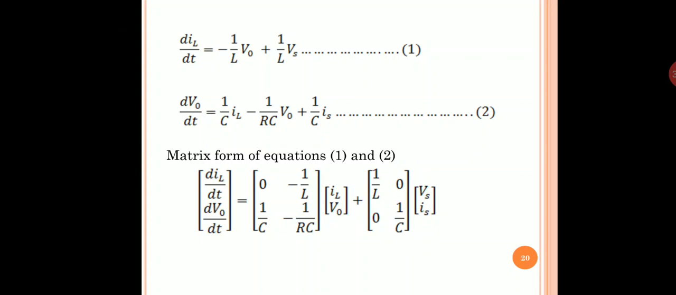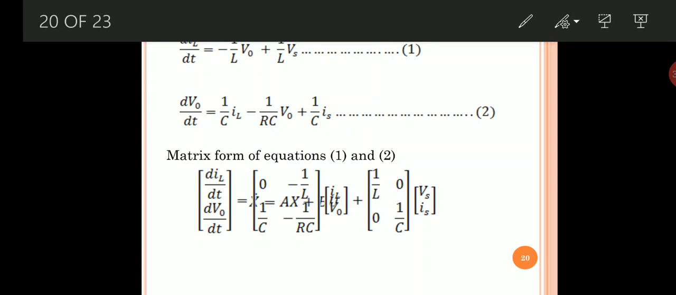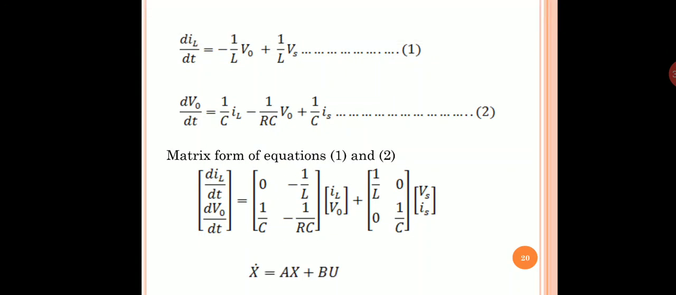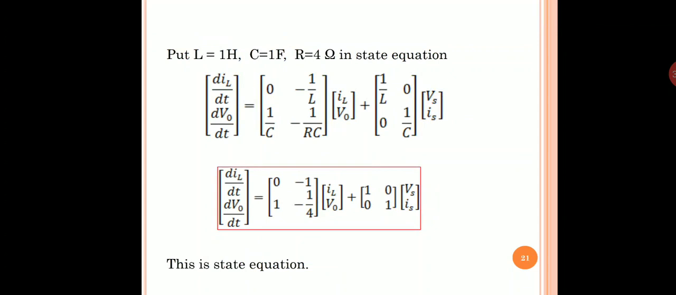If you notice one more thing, in the circuit they had given the values of C, L and R. So we can substitute in this. This is of the form x dot is equal to Ax plus Bu. Now we can substitute L equal to 1 Henry, C equal to 1 F and R equal to 4 in this equation. You will finally get the one boxed with red here. The last equation is nothing but the state equation.